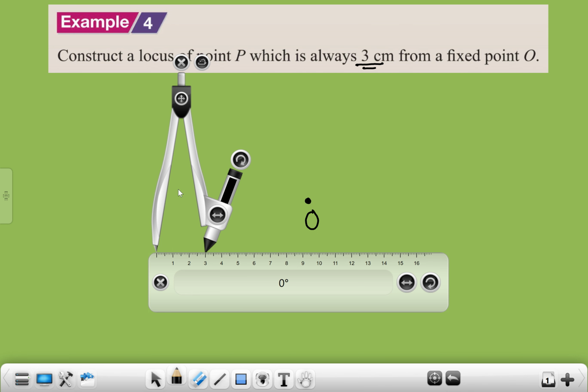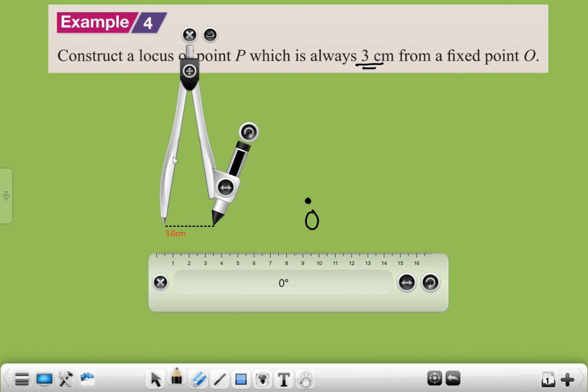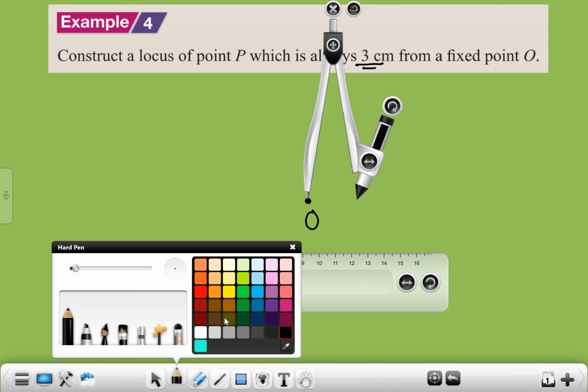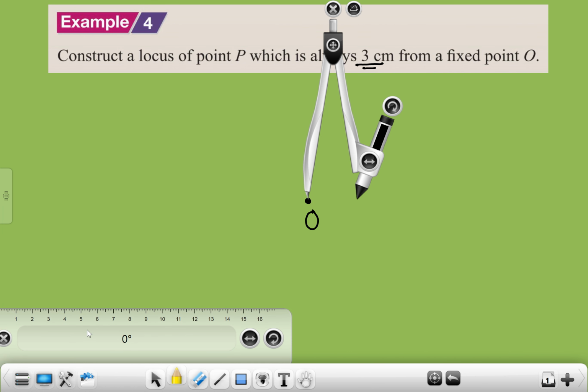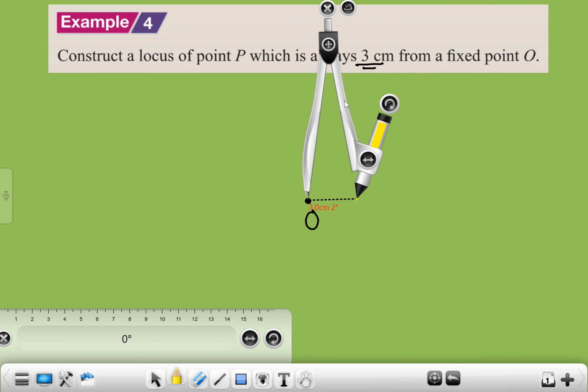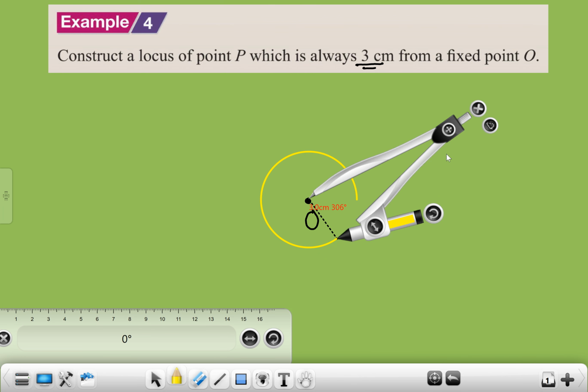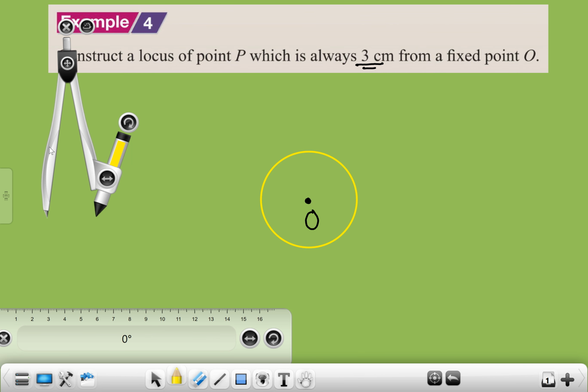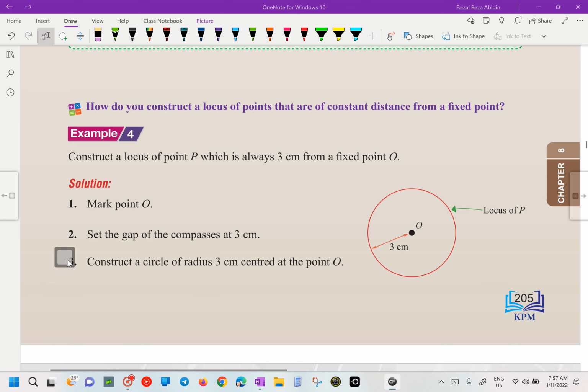So, after that, what should I do? I will take my compasses to our center. Now I'm going to draw. How did I want to draw? If you look over here, girls, it's going to be a circle. Done for my locus. Can, girls? That's what you have in our example 4 over here.